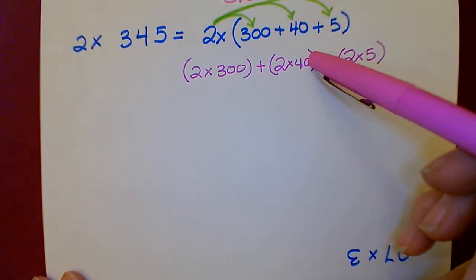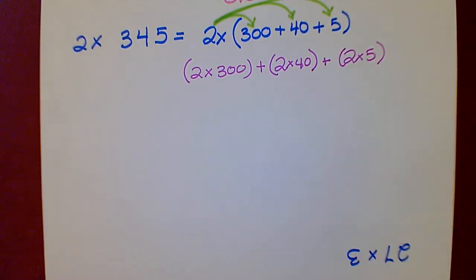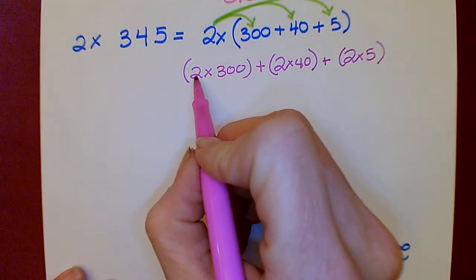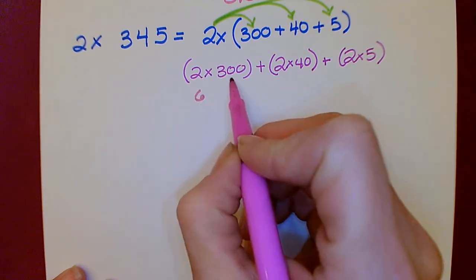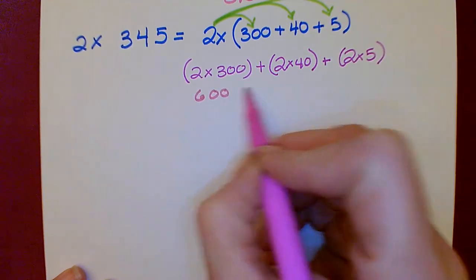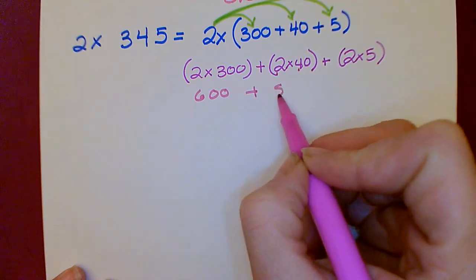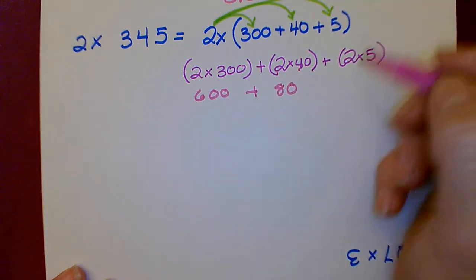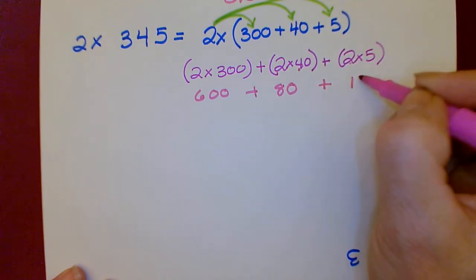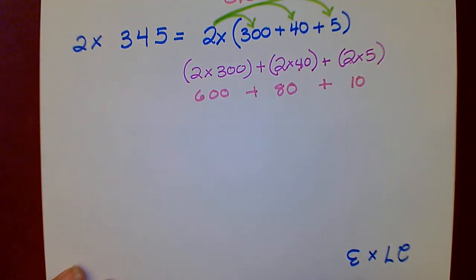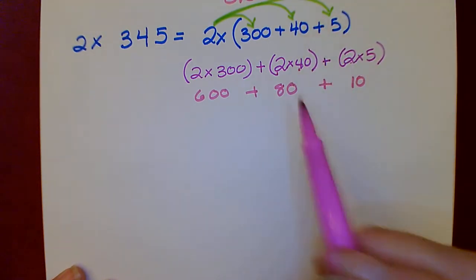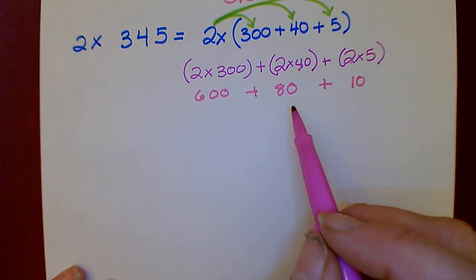Expanded form, distribute, zero trick. Let's do this. Let's multiply using our zero trick. 2 times 3 is 6, and add on the 2 zeros, plus 2 times 4 is 8, add on the 0, plus 2 times 5 is just plain old 10. All right, so expanded form, distribute, zero trick, add.